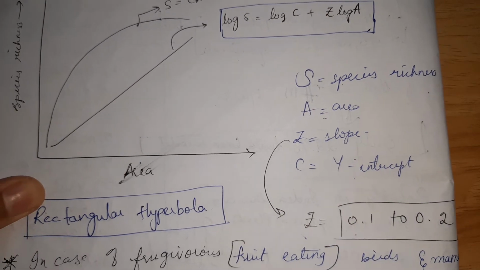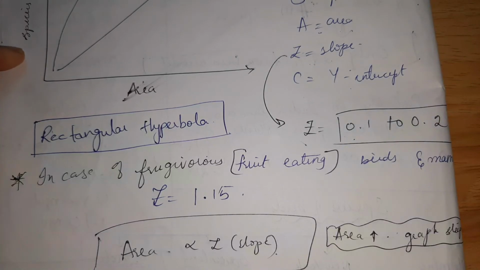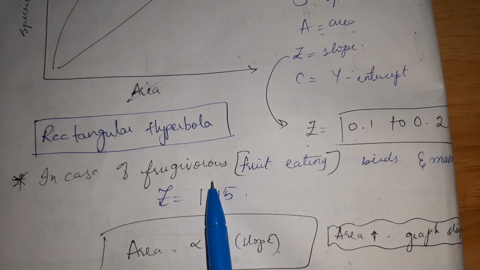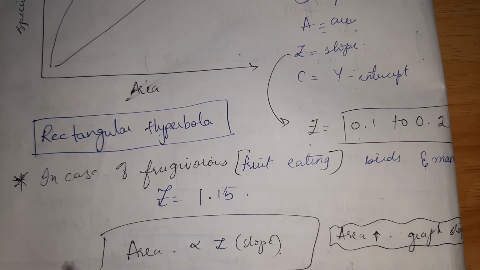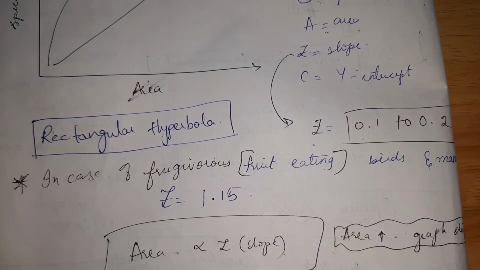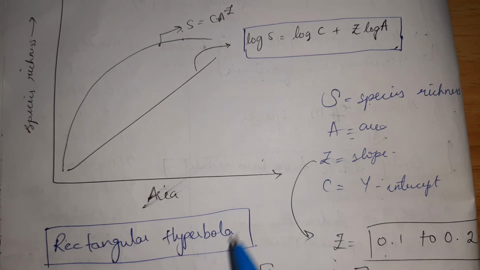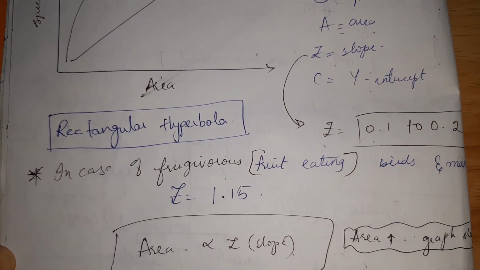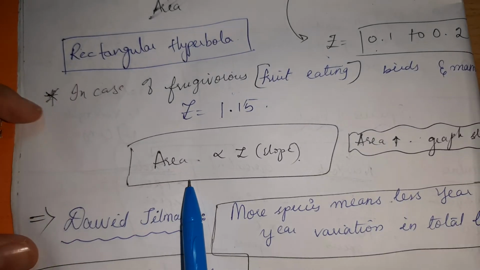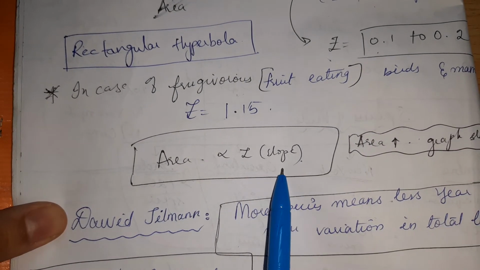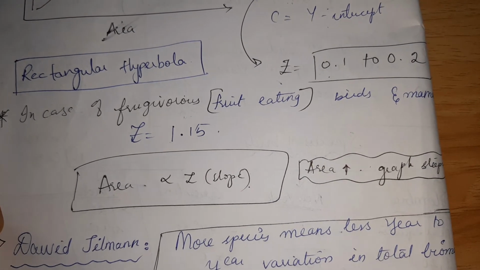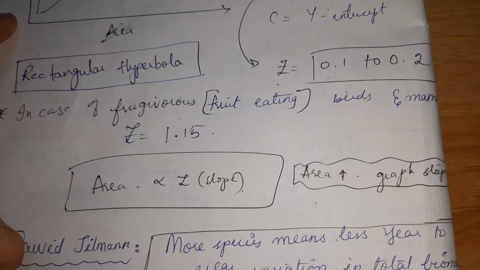The normal value of Z, the slope, is 0.1 to 0.2. But the interesting case is that of frugivores. Frugivores are fruit eaters, such as birds and mammals. The Z value was 1.15, meaning the slope was much steeper in the case of frugivores. Here area is directly proportional to Z, which means as area increases, the slope also increases and the graph becomes much steeper.